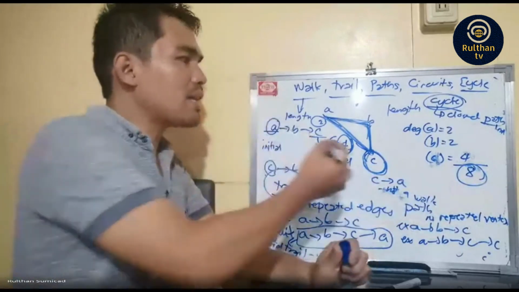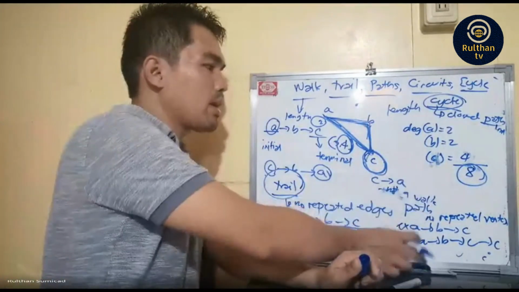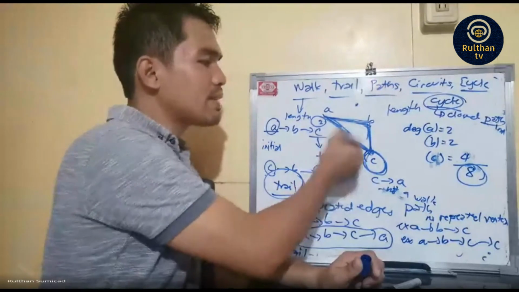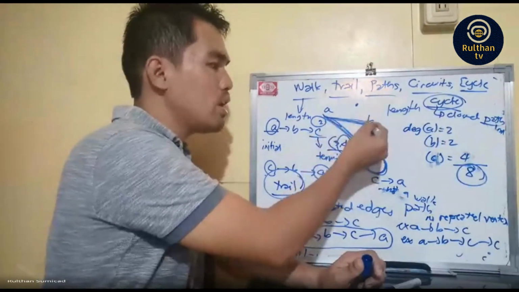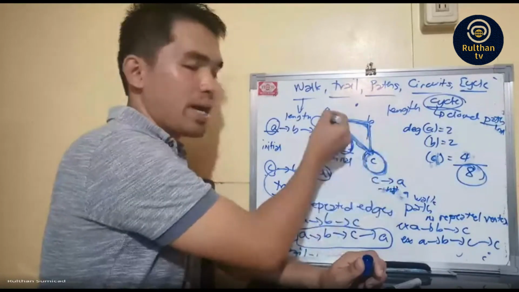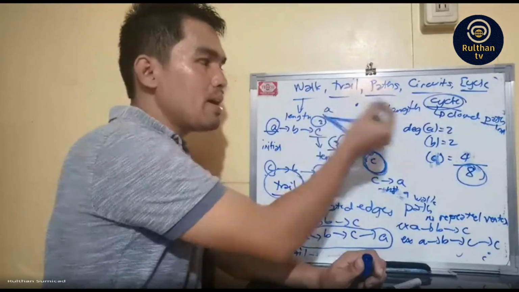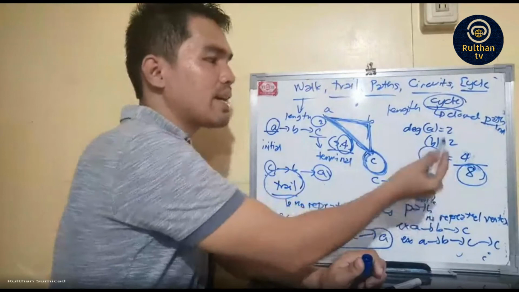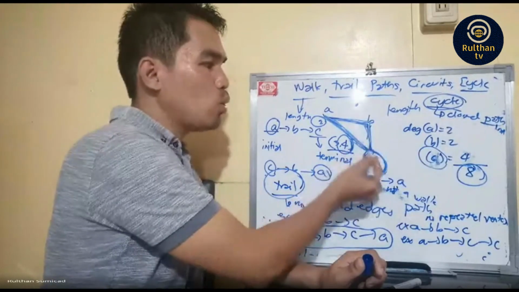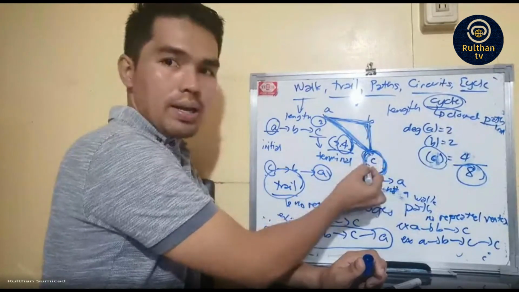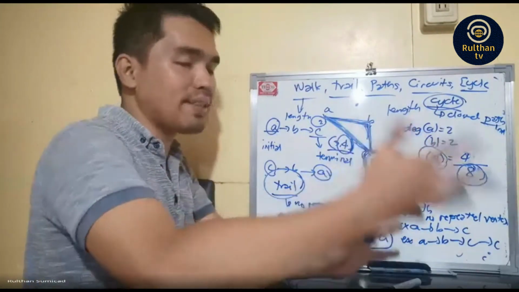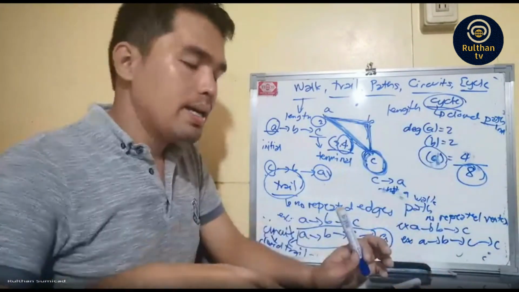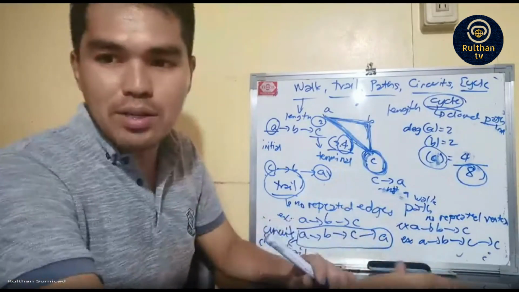So again, I'll repeat. The size of this graph is 4 because we have 1, 2, 3, 4. That's the size of the graph. But the degree of vertex C is 4 because we have 1, 2, 3, and 4. And still that follows the theorem that we have earlier. I hope I made the clarification clear to all of you.